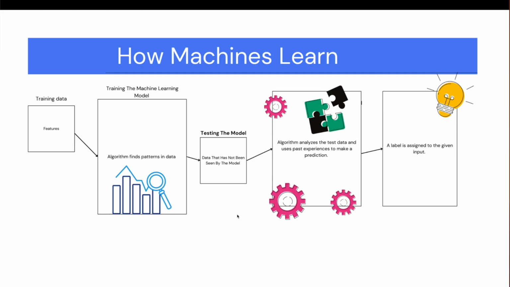So that's exactly what we're doing here. We're testing to see if that's the case. Does it correctly predict what the actual label is for that specific data point? Yeah, I already explained this part. The algorithm analyzes the test data and uses the past experiences to make a prediction. And then from there, you get a label, like I explained earlier.